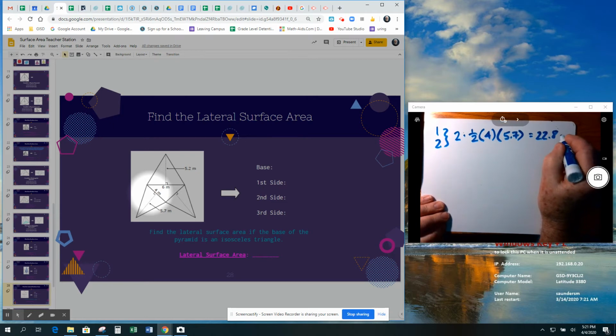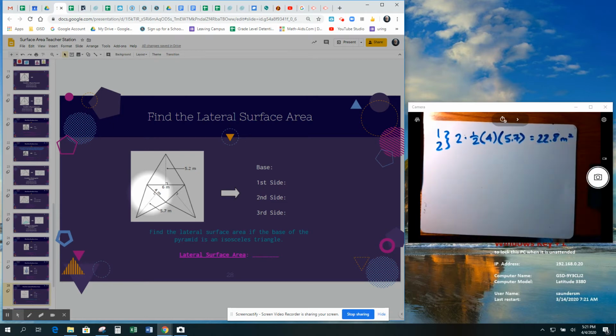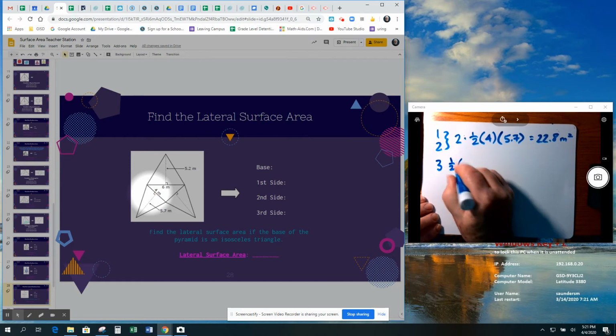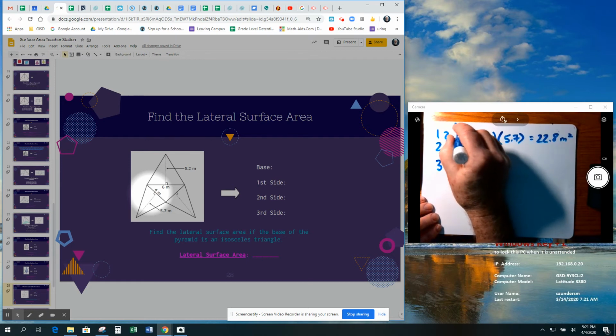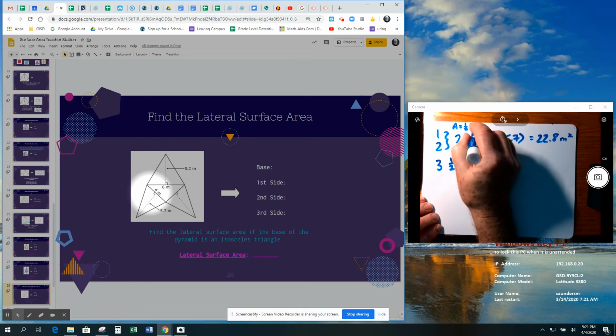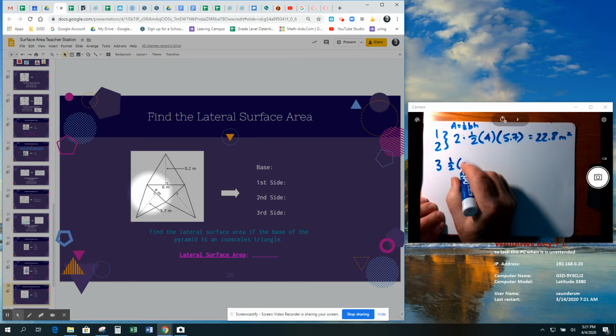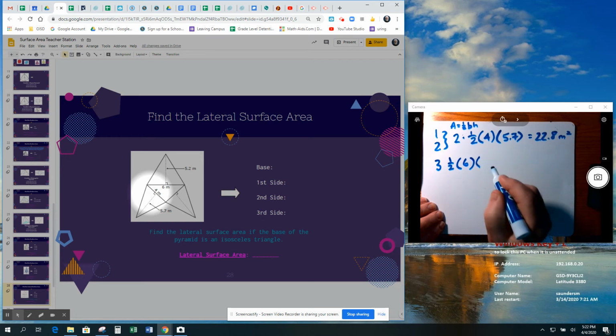And that's meter squared. Let's see if I did my math right. 4 times 5.7, 22.8. Okay, and the third side is 1/2 times, remember the area of a triangle is 1/2 base times height. The third side is 6 meters long, or the base is 6 meters long, and the height that they gave us for that one is 5.2 meters.